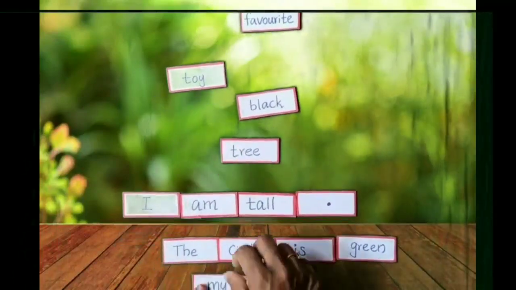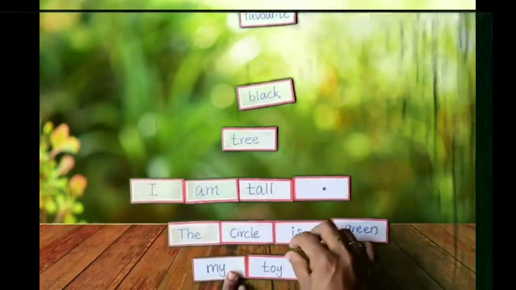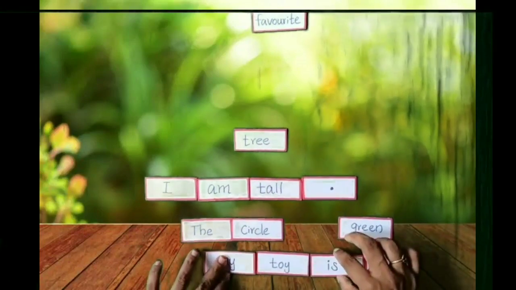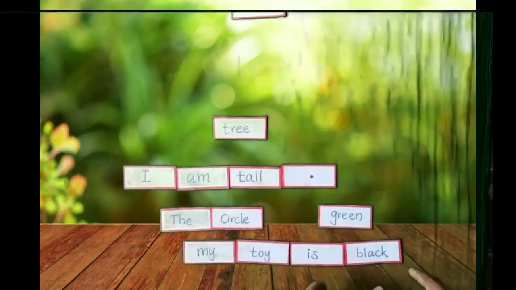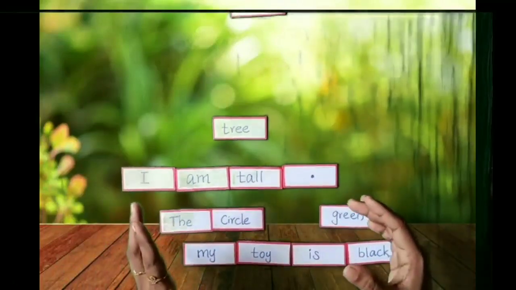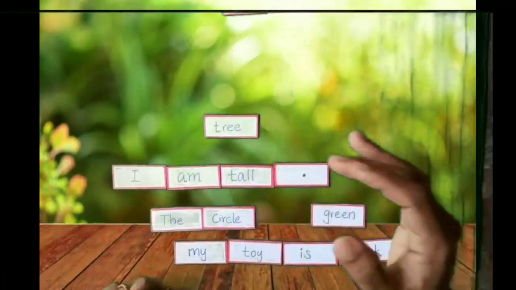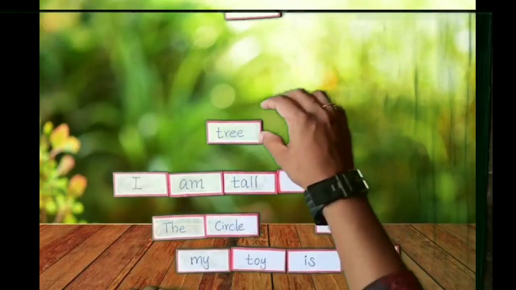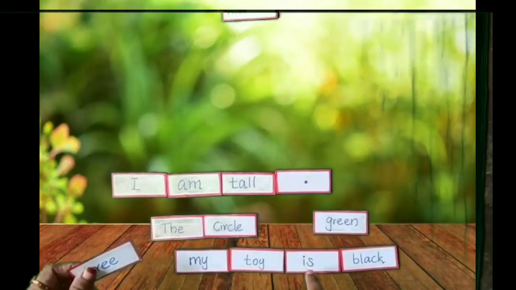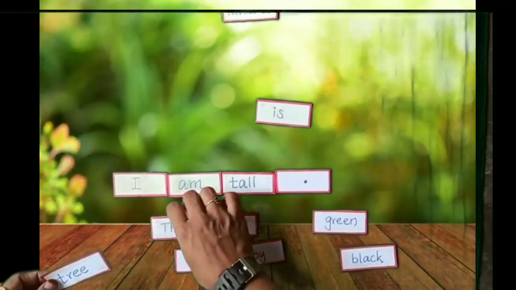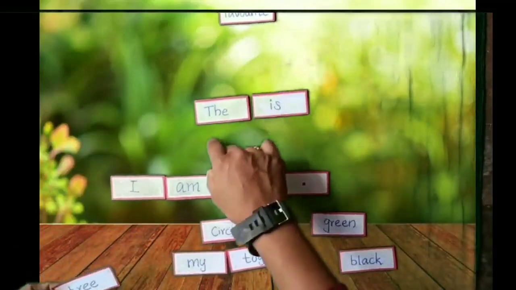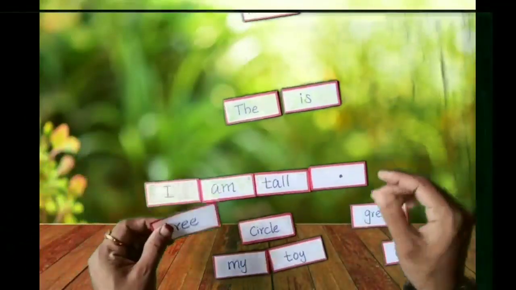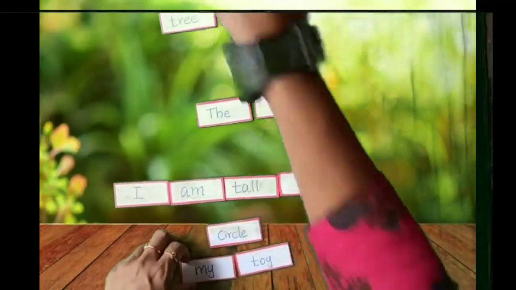And next, my toy is black. So here I got one more sentence. My toy is black. So first of all, for making this sentence, I have taken a naming word, and then I have used one describing word with that naming word. And after that I have added some more words like is and the. Like these words I have added to make a sentence. So this is how we are going to make sentences by using these describing words.